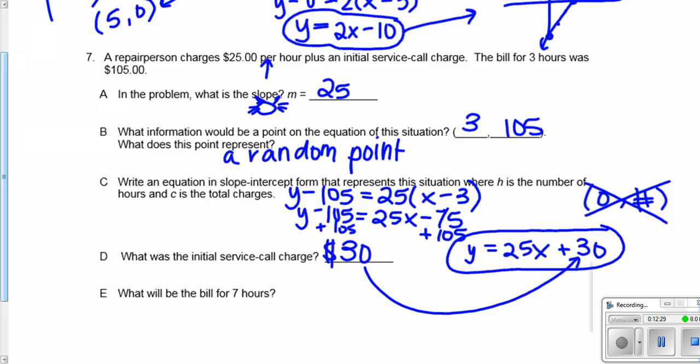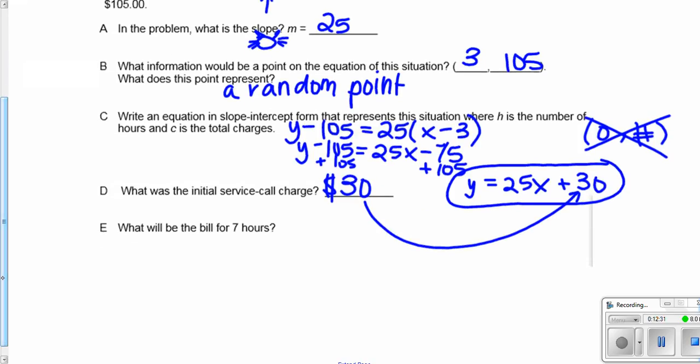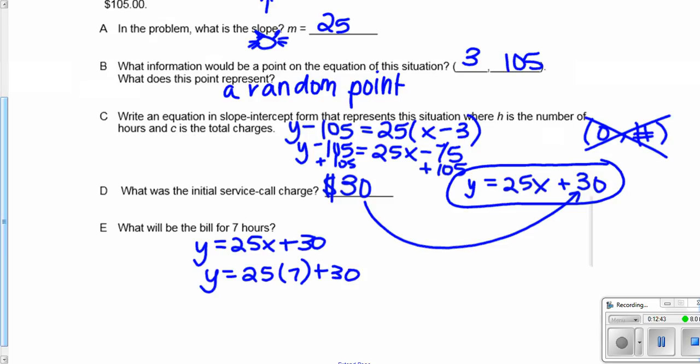So now it says, what will the bill be for 7 hours? Now I have an equation I can use to find any number that I want. So they're giving me 7 hours. That means I just plug a 7 into that equation that I just got. So y equals 25 times 7, which is 175, plus 30, so it would be $205.